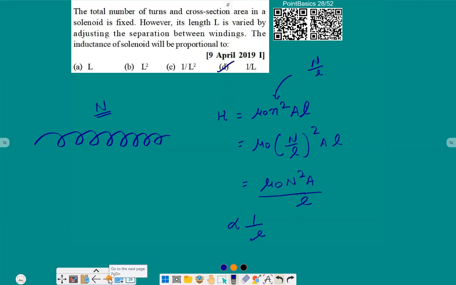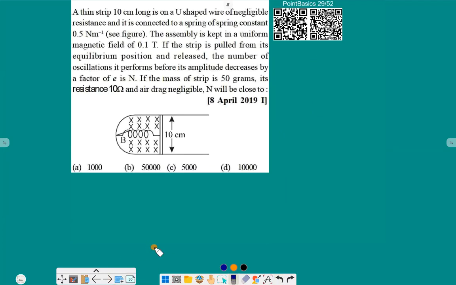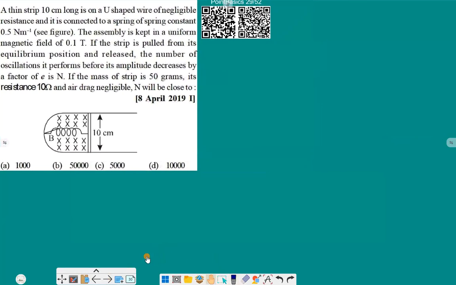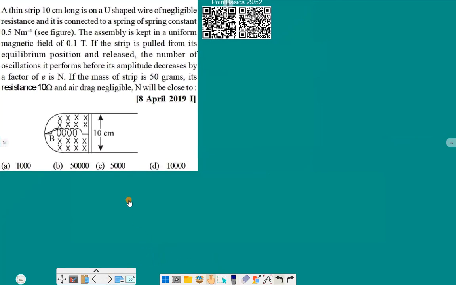Let us move to the next one. So a thin strip of 10 centimeter long is in a U shape wire of negligible resistance. So resistance of this wire is negligible and it is connected to a spring of spring constant 0.5 Newton per meter as per figure.